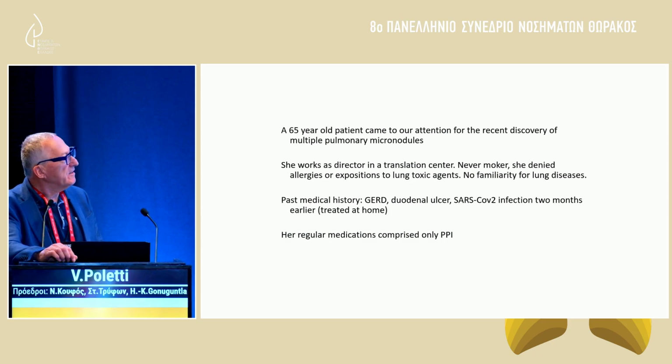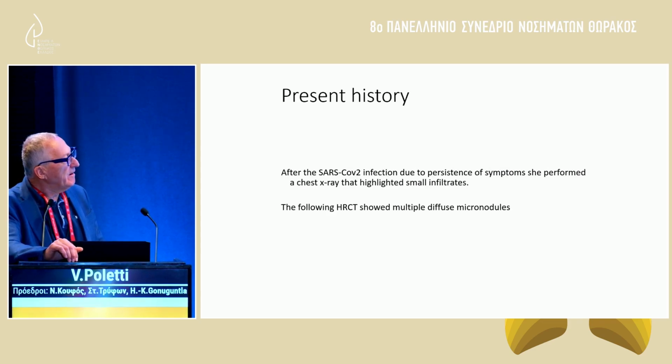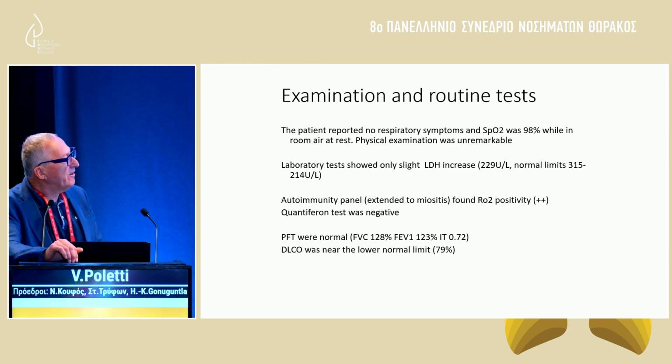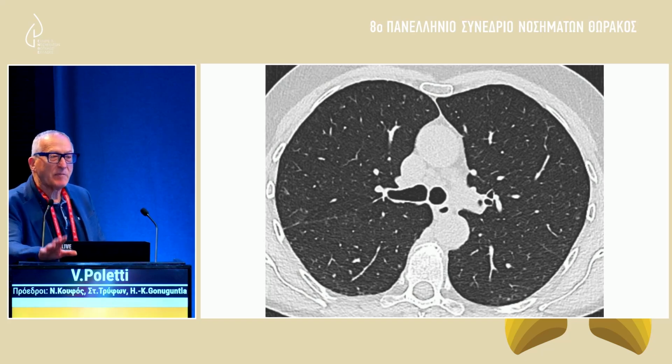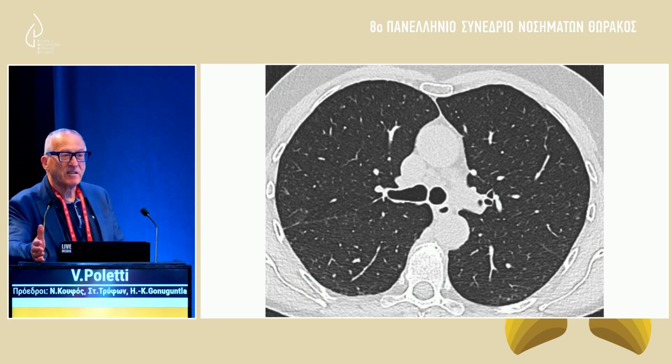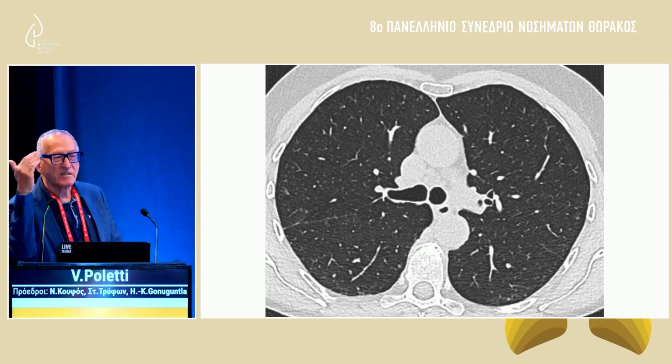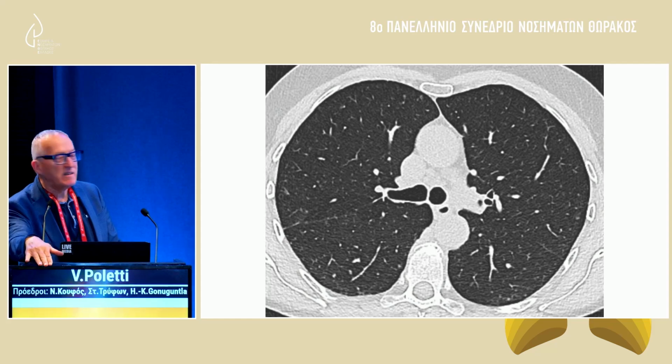A 65-year-old, very young lady, came to our attention because of the recent discovery of multiple pulmonary micronodules, with no relevant clinical history and normal function tests. Very few nodules, in the lung. The first hypothesis is malignancy, or histiocytosis X if the nodules are in the upper part, or malignancy if in the lower part of the lung.